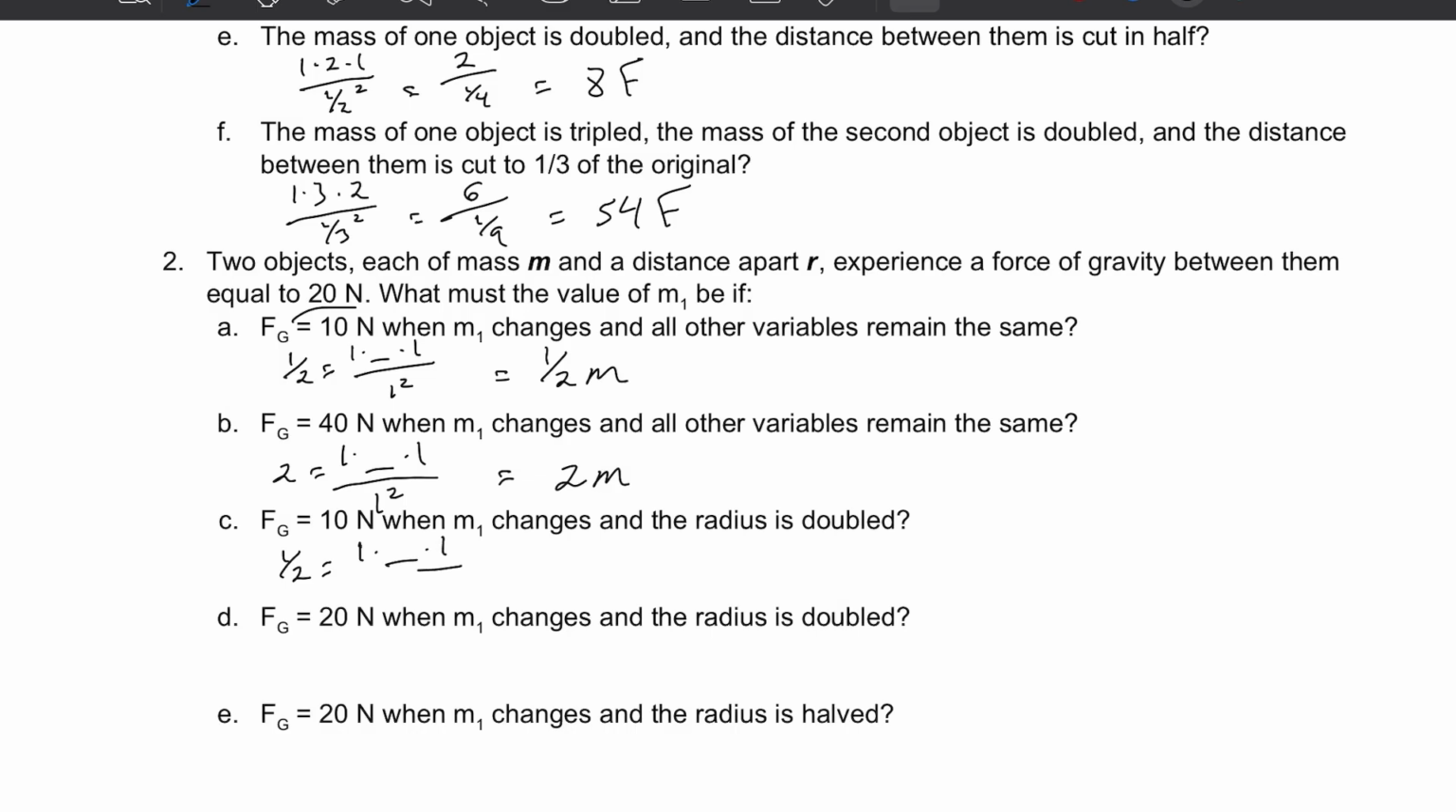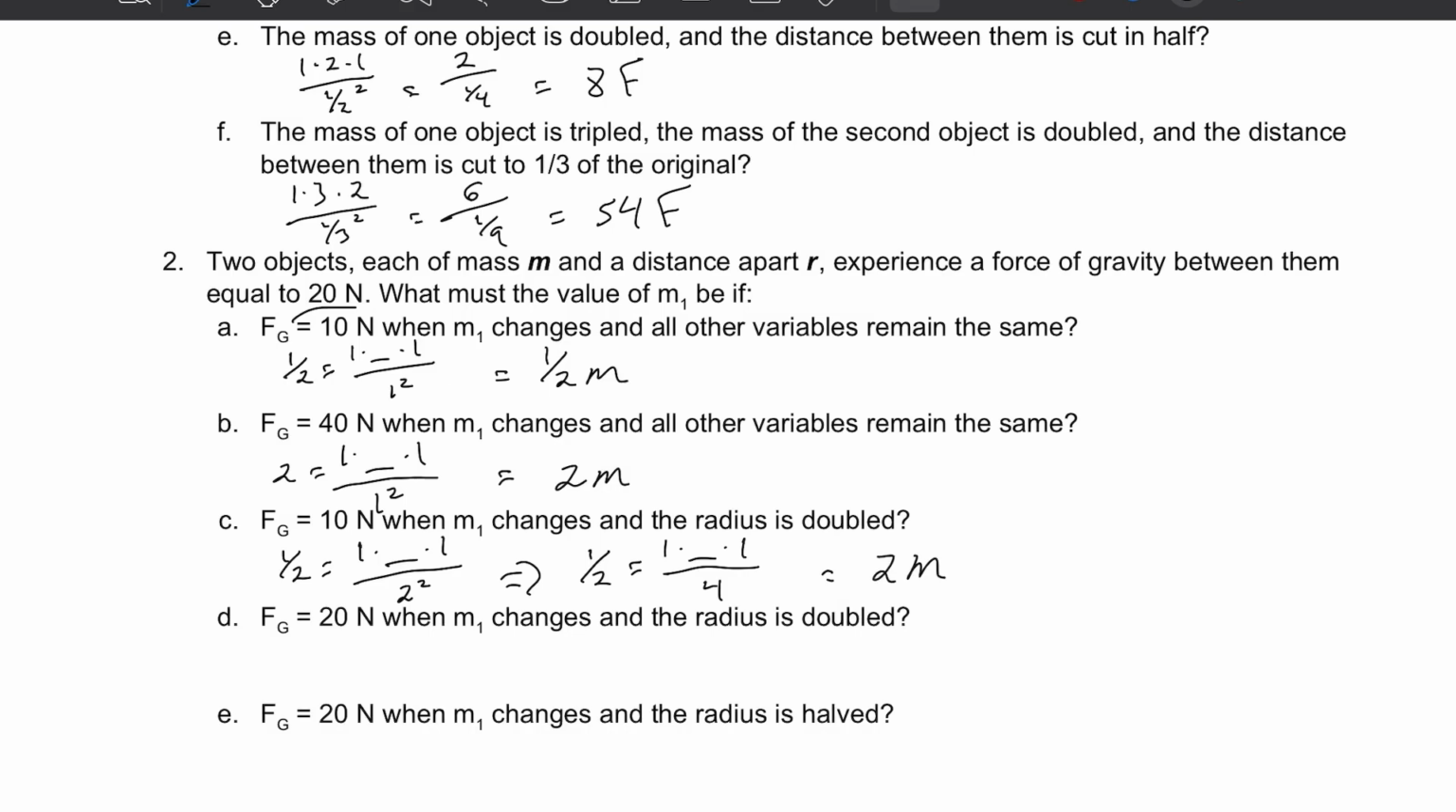The radius is doubled, so I've got to deal with that doubling of the radius. So what does the mass at the top have to be that when it's over a 4, 2 squared, it's equal to 1/2? Well, 2 over 4 is equal to 1/2. So I'm going to rewrite it. I got 1/2, 1 times blank times 1 over 4, because I'm squaring that 2. What over 4 is equal to a half? 2. The mass is 2.